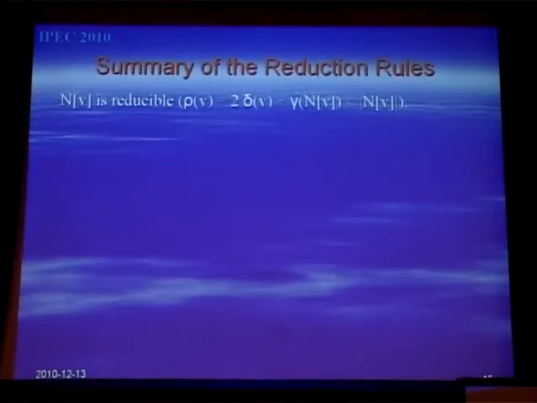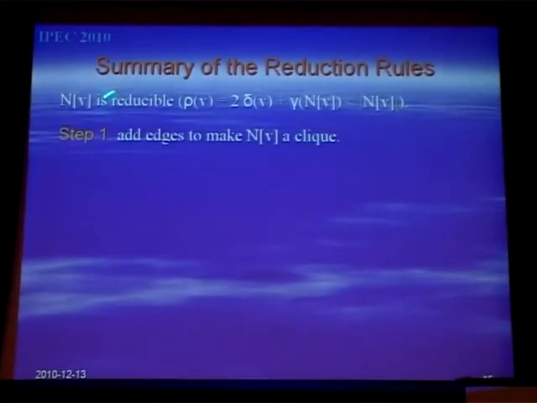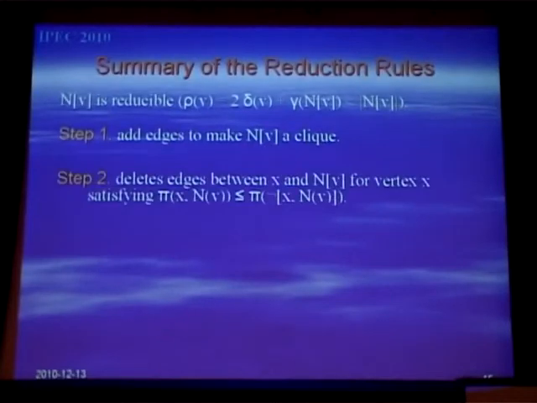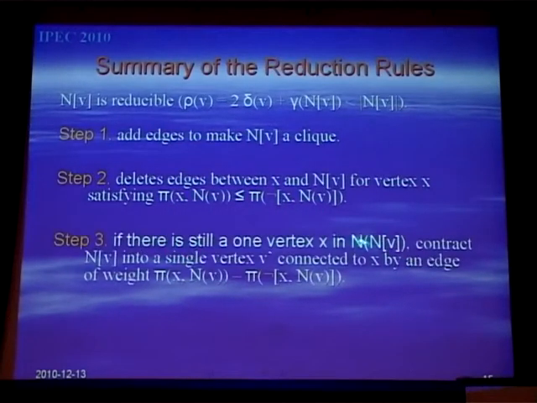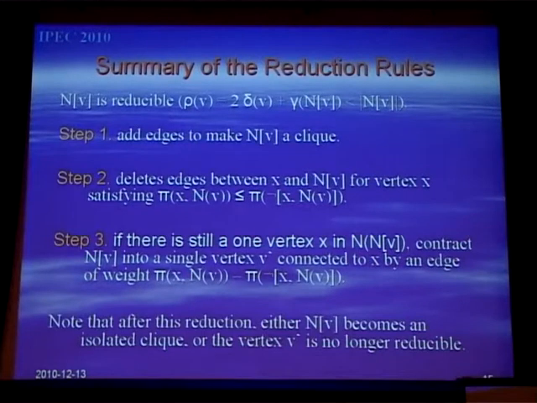Now to summarize this: if you find this vertex is reducible, i.e., satisfying this condition, then you just add edges to make that a clique. Then you remove edges from outside the vertex that satisfy that condition. And then you have only one vertex left, and for that vertex, you contract this neighborhood into a single vertex and make an equivalent instance. And if step three is not applicable, then that already becomes an isolated clique, and you can remove that from your instance. On the other hand, if that is still the case, then this new vertex V prime is no longer reducible. So that really means that if you just look at a vertex and its neighbors, if that's reducible, you're done.